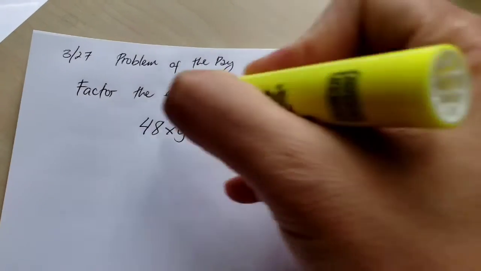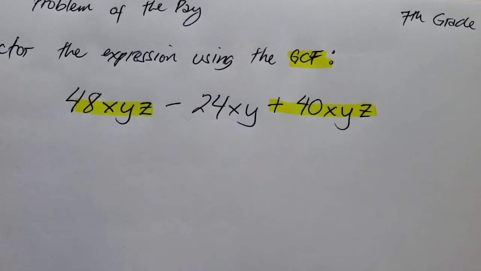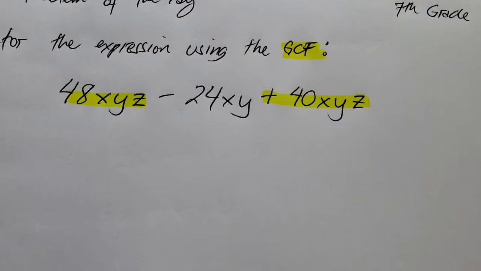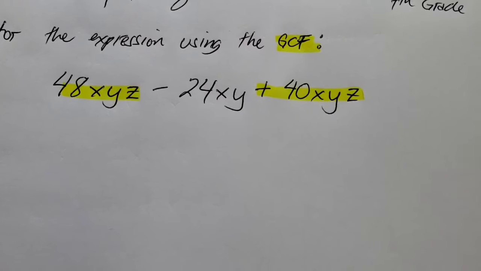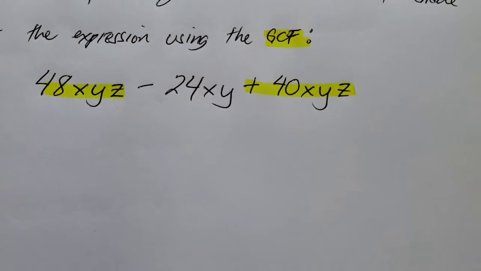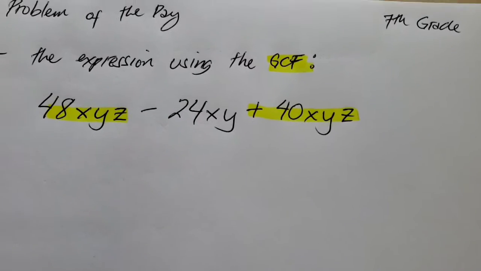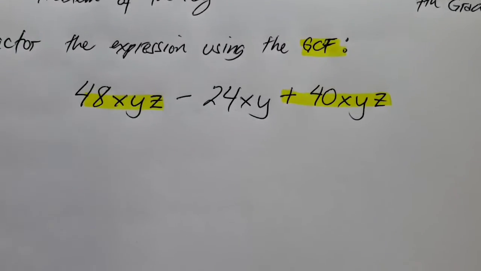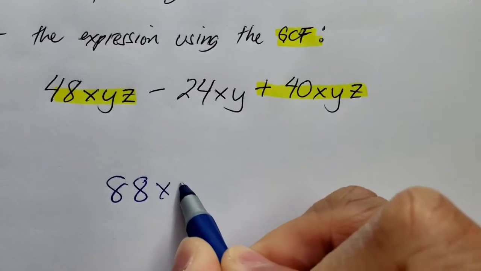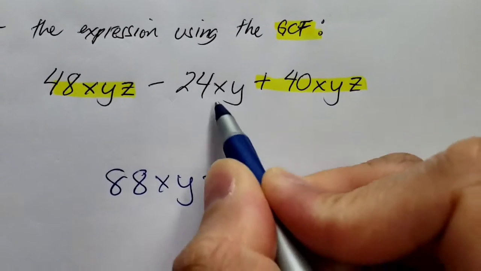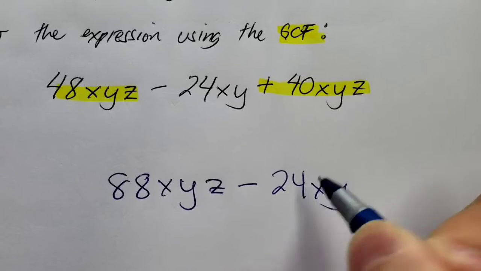These two have the same term, because you know why? They have the same variables and the same exponent. So we have 48xyz, and the other one is 40xyz. So 48xyz plus 40xyz gives us 88xyz, and the other term is minus 24xy.